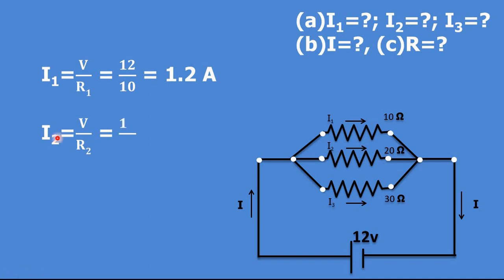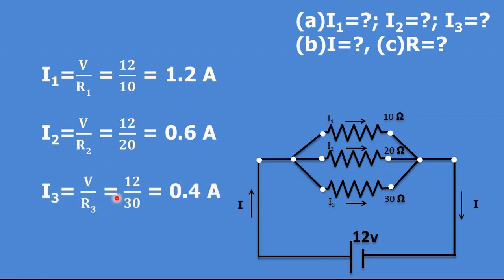Similarly, I2 equals V upon R2, we simply put the values 12 volts upon 20 ohms, which is equal to 0.6 ampere. Now 0.6 ampere is the current flowing through the 20 ohm resistance. And also I3 equals V upon R3, put the values of V and R3, 12 and 30, which is equal to 0.4 amperes. I3 equals 0.4 amperes, which is the current flowing through the 30 ohm resistor.